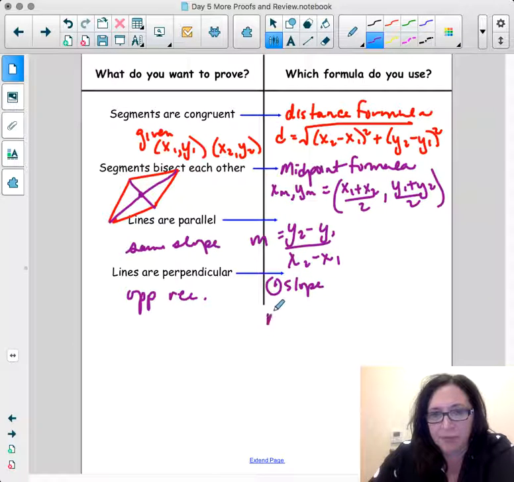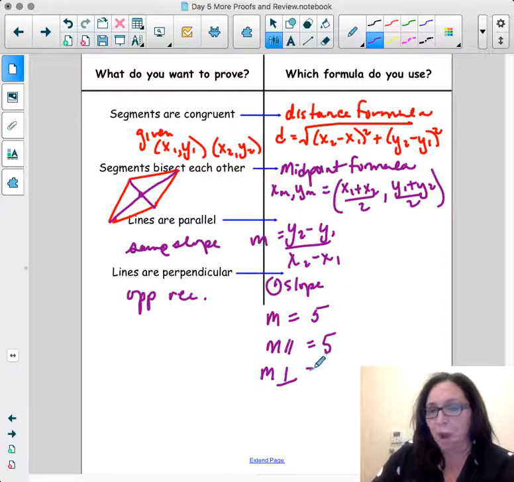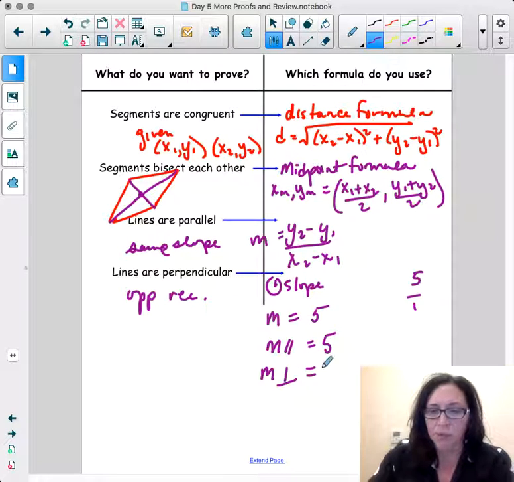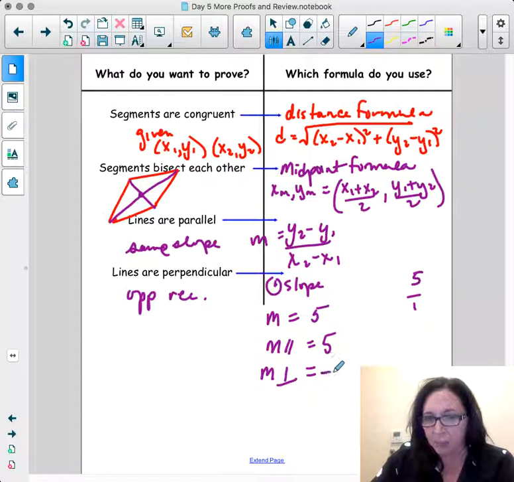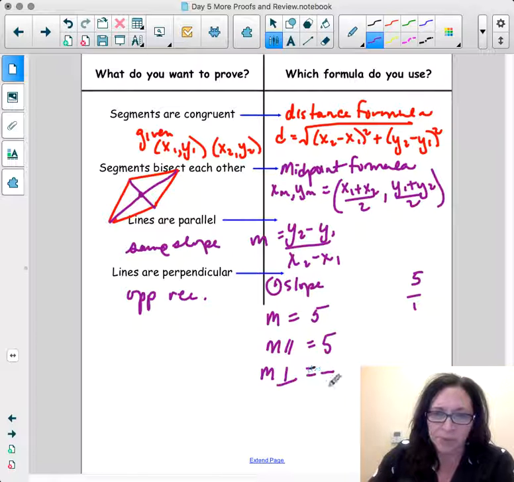For example, if my slope, after I used the slope formula, was 5, the slope of a parallel line will be the same thing because parallel lines have the same slope. But the slope of a perpendicular line is the opposite reciprocal. So you take 5, and you know there's a 1 underneath that. The opposite means the opposite sign: if it's negative it'll be positive. And the reciprocal is this flipped upside down. So now it's negative 1/5.